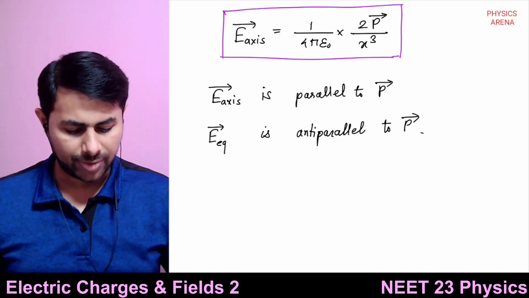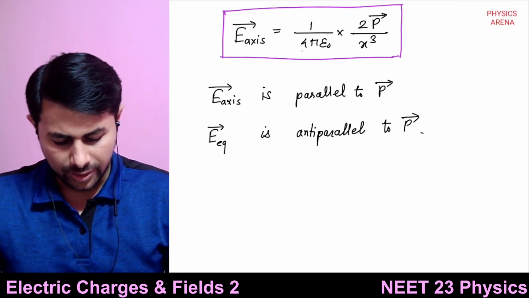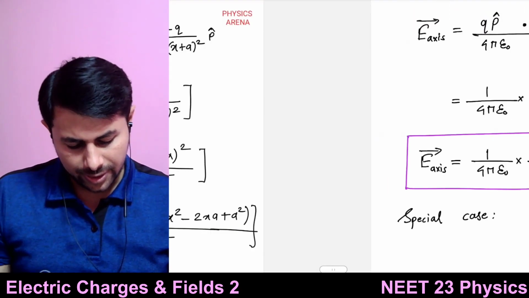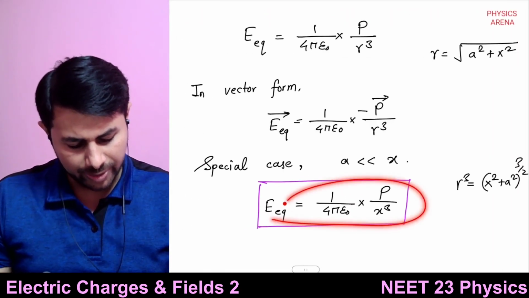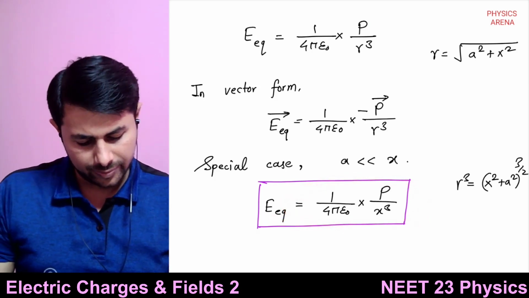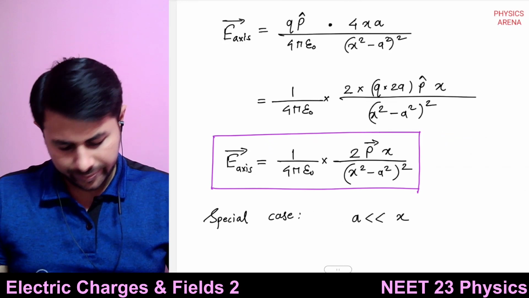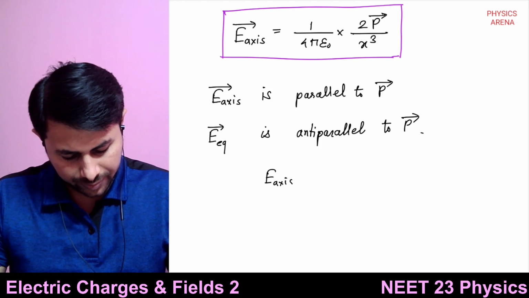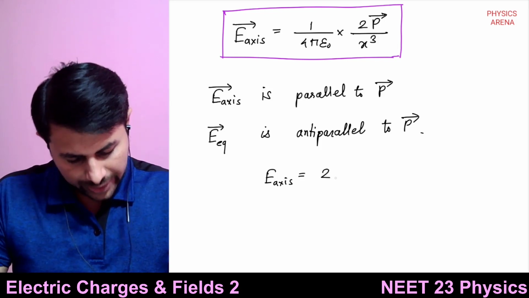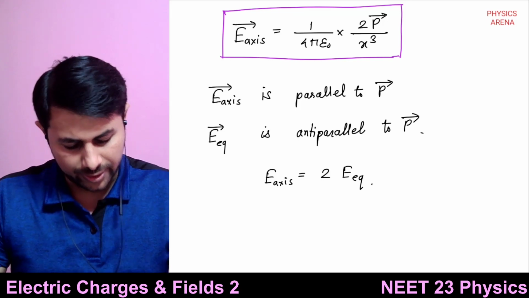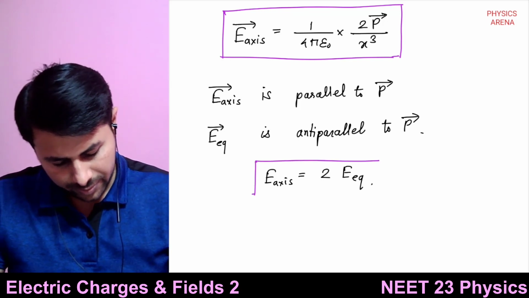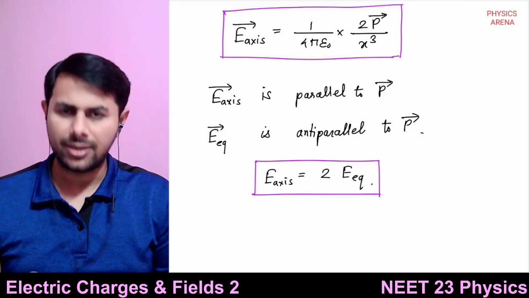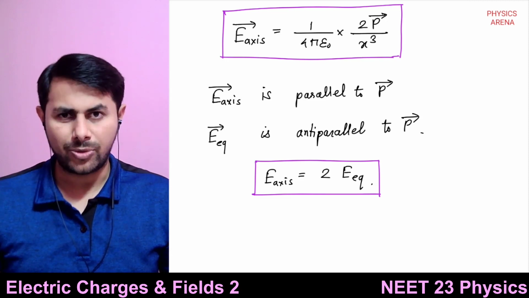And if you talk about the magnitude, so see, we are generally concerned with large distances. Okay, when distance is very large compared to length of the dipole, then approximate formula is this one for E axial, and for E equatorial, the approximate formula is this one. Okay, so then you can say that E axis is equal to 2 times of E equatorial in magnitude. So this is electric field due to dipole at an axial point and an equatorial point.